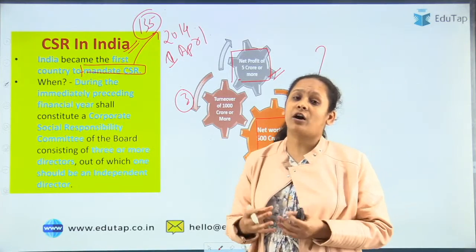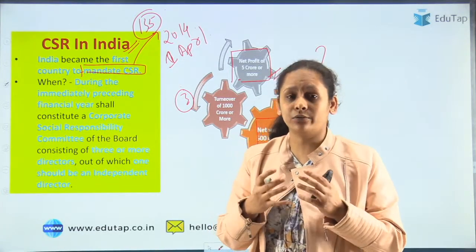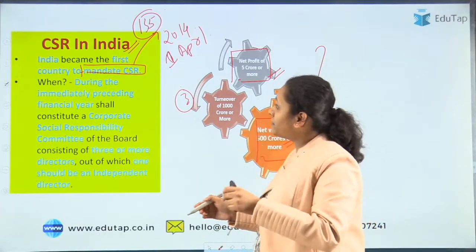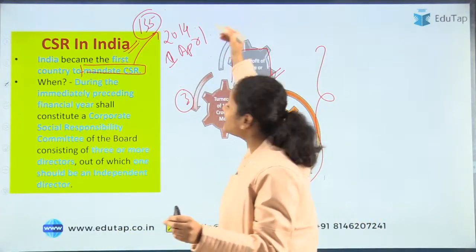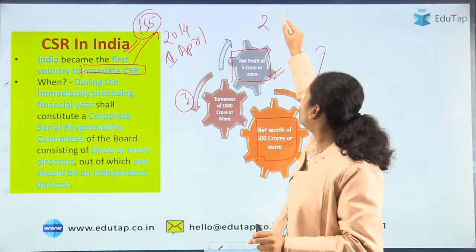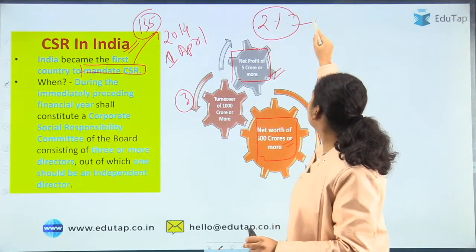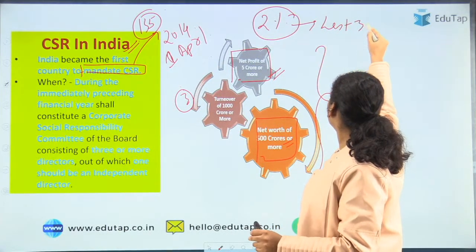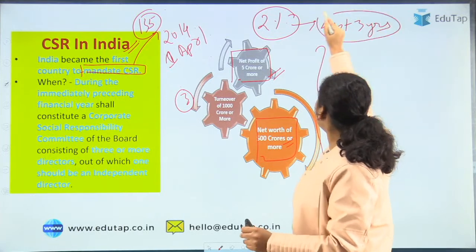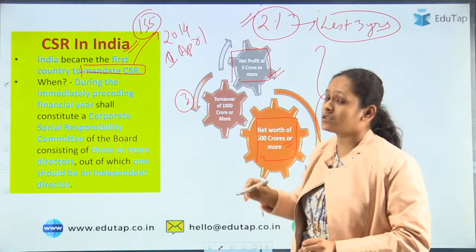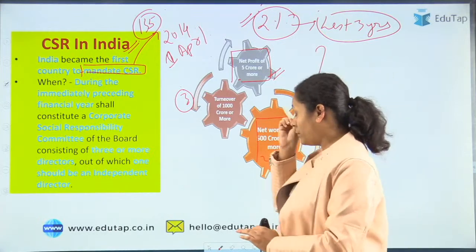So how much profit would they be asked to invest? You need to keep in mind that these types of companies have to invest 2% of their profit of the last 3 years into CSR activities. Do remember this percentage because it becomes very important.